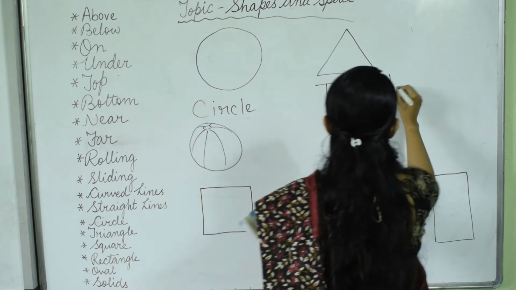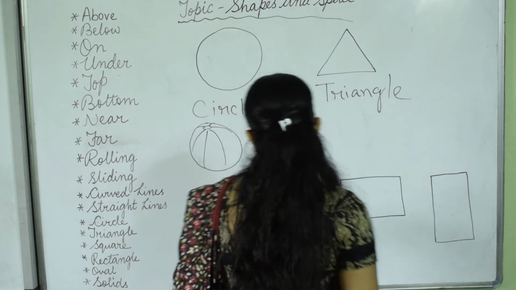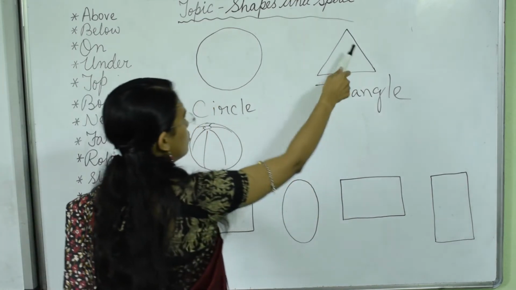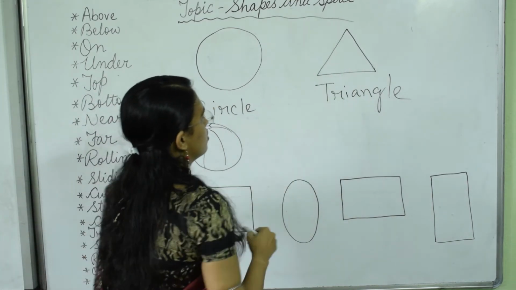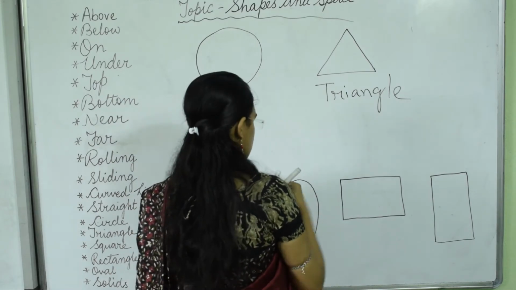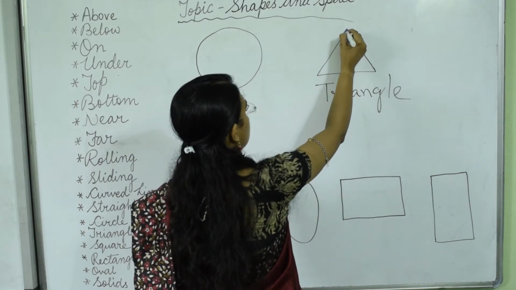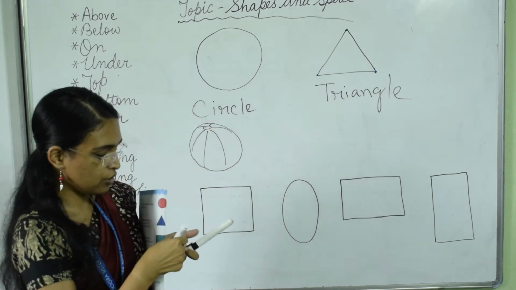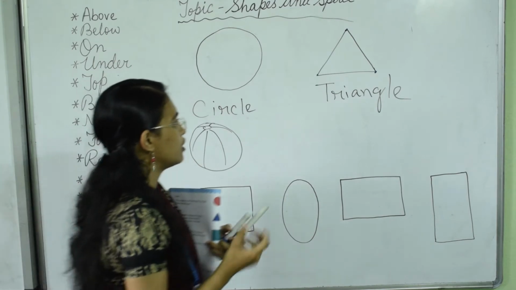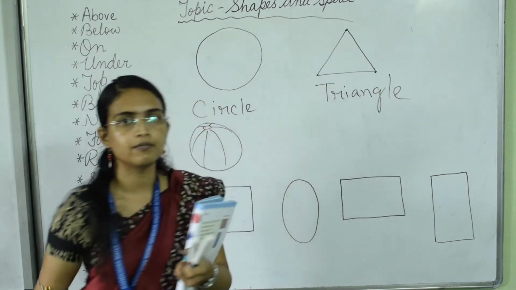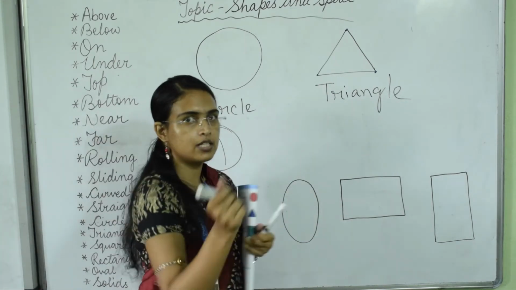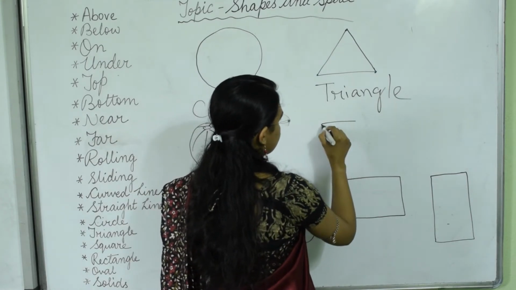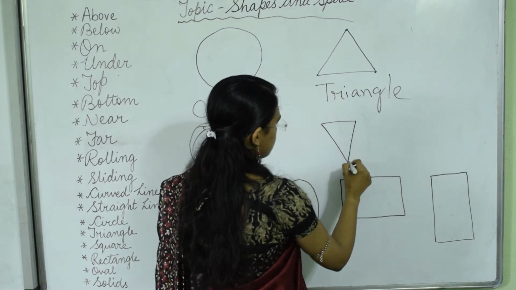Triangle. Which shape is this? This is a triangle. So triangle has how many corners? 1, 2, 3. So it has 3 corners. 1, 2, 3. Okay, so can you give one example of an object which looks like a triangle? Yes, have you seen a pizza slice or a sandwich? It looks like a triangle, right? Like this.